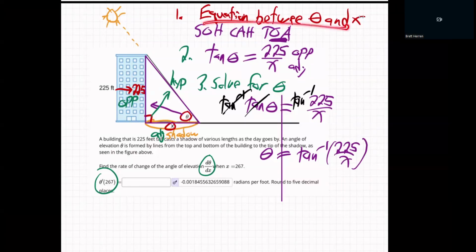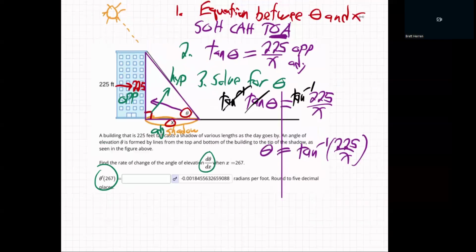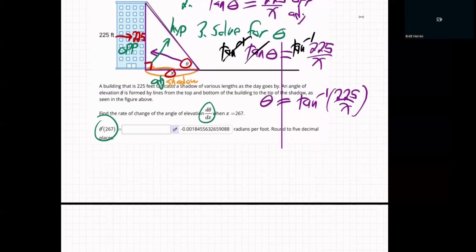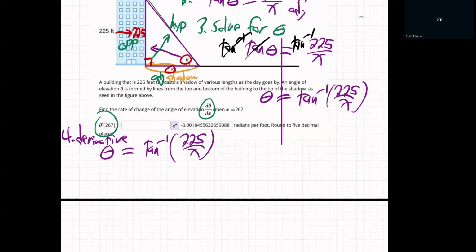So far so good. We got an equation between theta and x. There it is. Step three, we solve for theta. Theta is alone. Now we're ready to take the derivative. So let me bring down a little more room here. All right, it's derivative time. Step four, the derivative. Theta equals tan inverse of 225 over x.